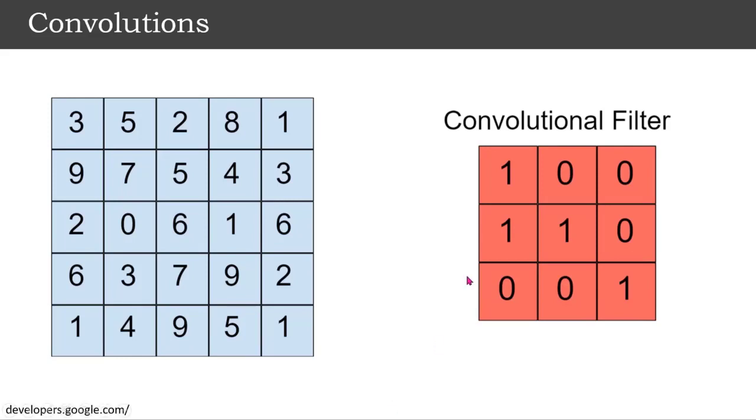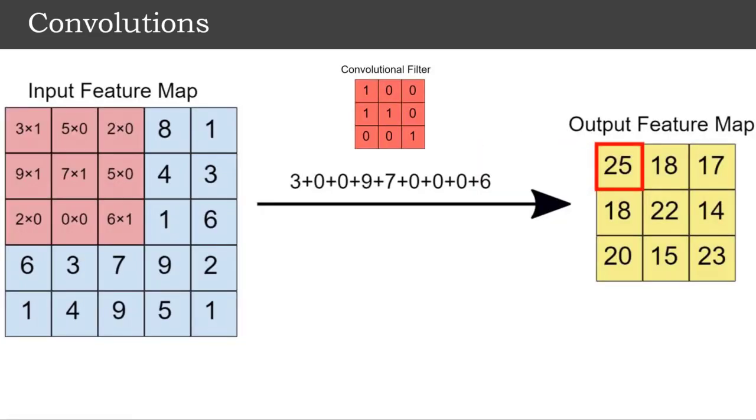So if this is the input image and this is the convolutional filter, imagine some numbers are there. Convolution is this: we pass that convolutional filter over this image, and we multiply and add all the values. You see 3 into 1, 0 into 5, 2 into 0, 1 into 9, 1 into 7, 0 into 5, 0 into 2, 0 into 0, so 0, and 6 into 1. Add all of it and put that output here as the output feature map.